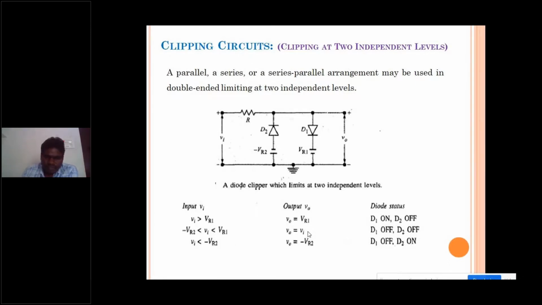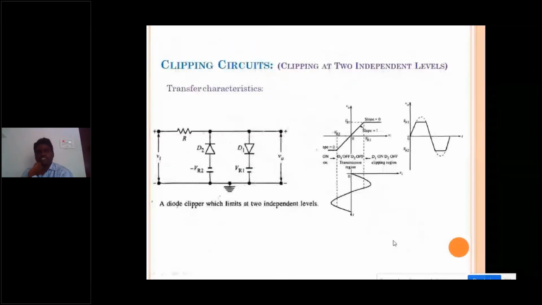And the last case: if the input voltage is much more negative than the negative reference voltage, then diode D2 comes to the on condition, and the output voltage is equal to minus VR1. So if you draw the transfer characteristics for this, you can understand. So this is the circuit.